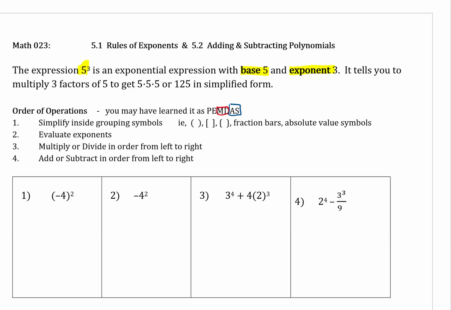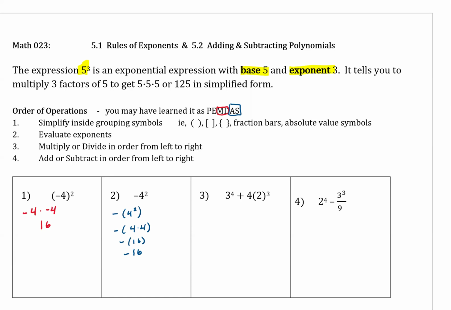Example number 1. The base is -4 and the exponent is 2. So if we write this out, this is -4 times -4, which is equal to 16. Number 2 is very different. This is the opposite of 4 squared. You need to calculate the exponent first, which is 4 squared, which is 4 times 4. 4 times 4 is 16, and the opposite of a positive 16 is a negative 16.